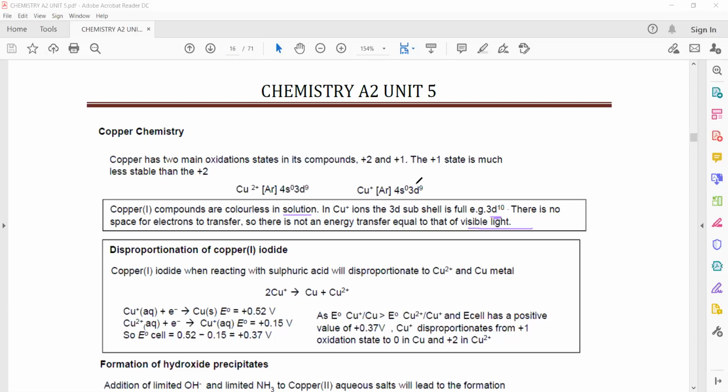Here it should be 10. It's written the same for both, but it should be 10 because here it lost 2 electrons, there it lost 1 electron.